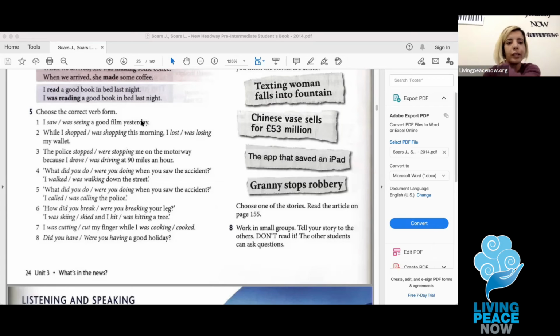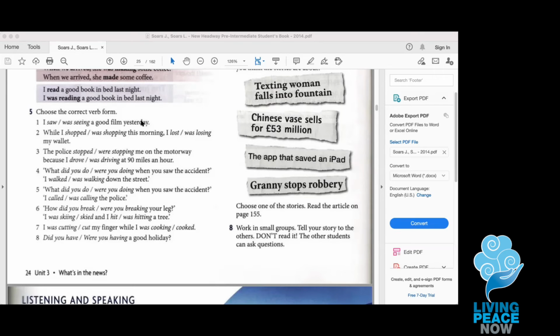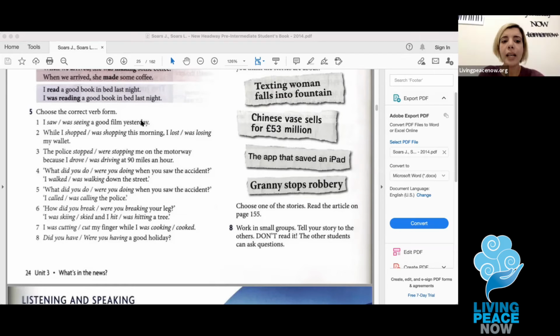Yes, that's correct. So the second sentence: while I shopped or while I was shopping this morning, I lost or I was losing my wallet. How do we make it correct? While I was shopping. Yes, while I was shopping, because while, this time marker, is for duration. It's like during. While I was shopping this morning, I lost my wallet.